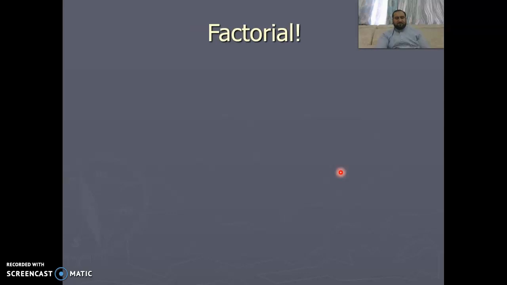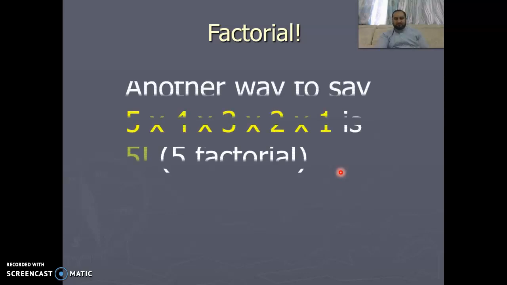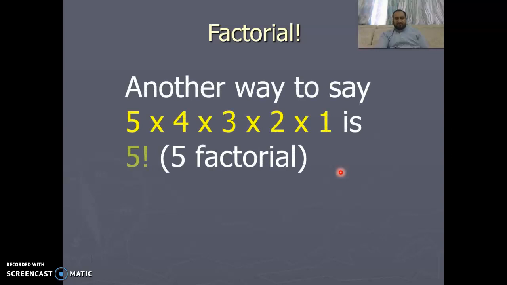Okay, so this brings us to factorial. As many of you are familiar with factorial from AS, another way to say 5 times 4 times 3 times 2 times 1 is 5 factorial. So if we expand, 5 factorial is equal to 5 times 4 times 3 times 2 times 1.